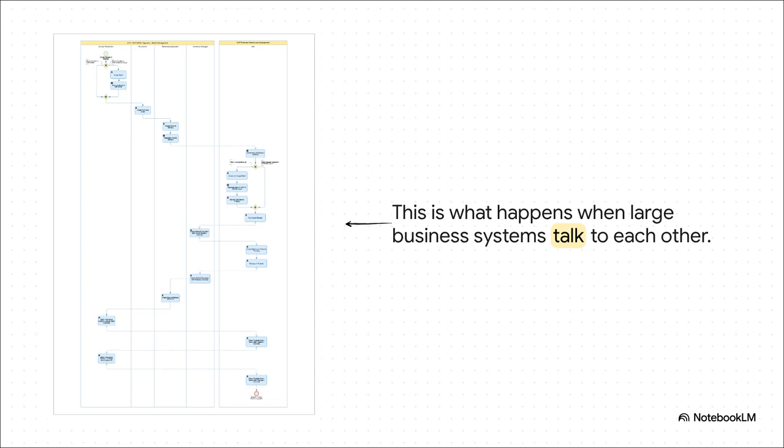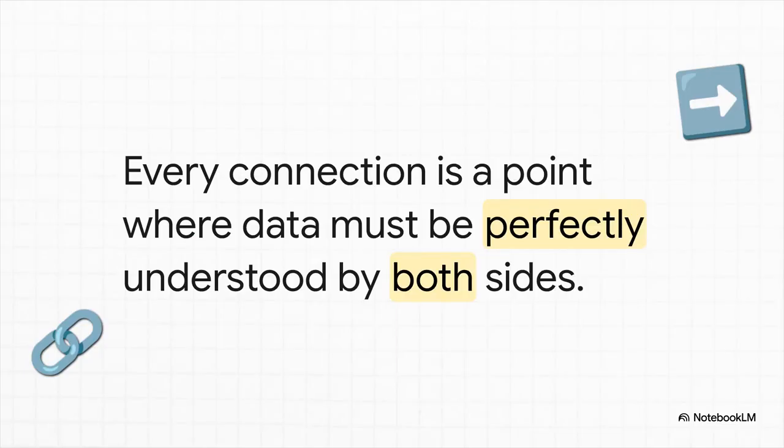So check this out. What you're looking at is basically a map of what happens when a company's most important systems need to talk to each other. We're talking about things like its warehouse management system, that's what tracks all the physical stuff, and its core S/4HANA platform, which is kind of like the financial brain of the whole operation. All this complexity just to manage something as basic as inventory. And every single one of those connections, every arrow you see, that's a point where things can go wrong.